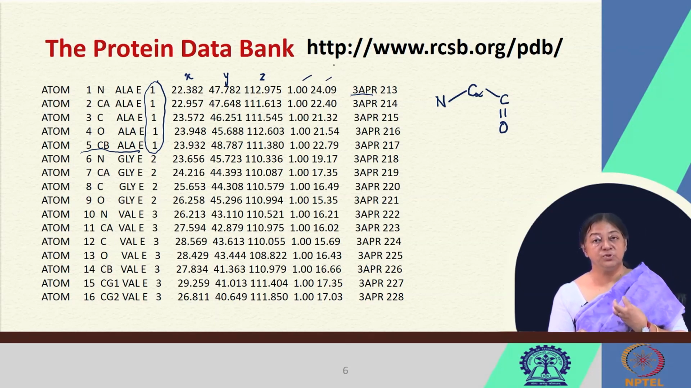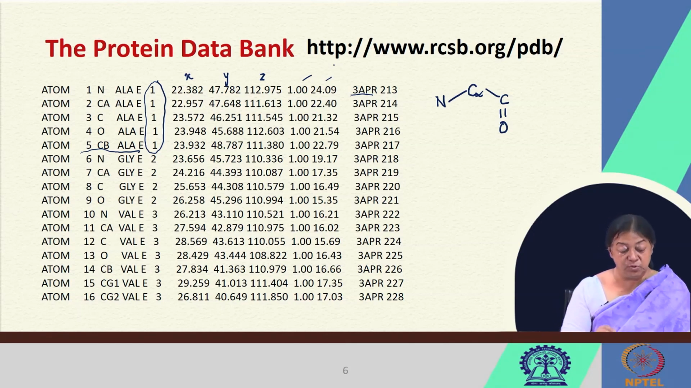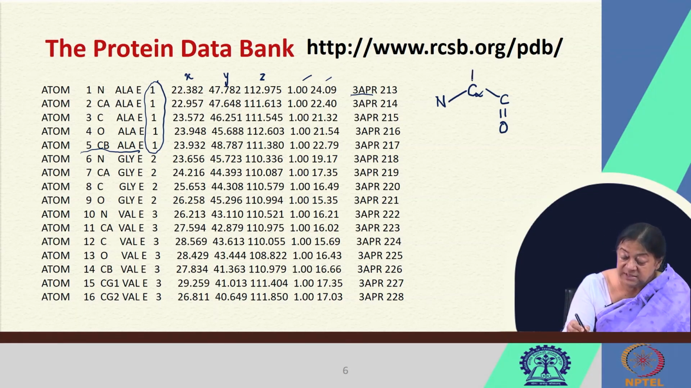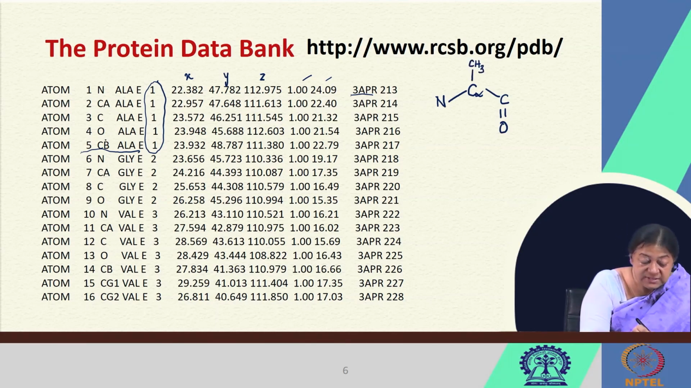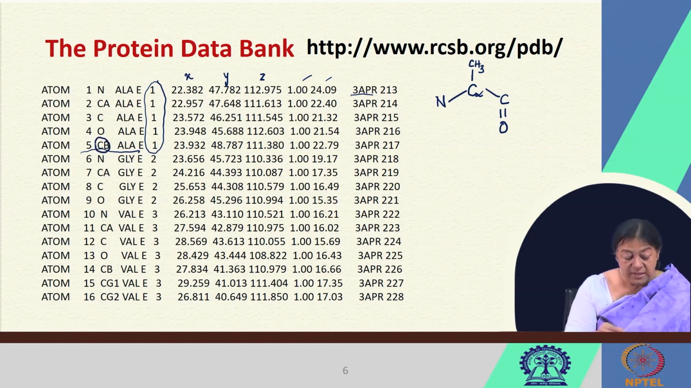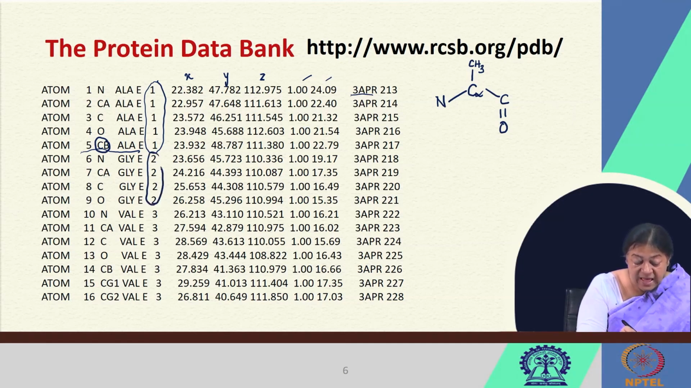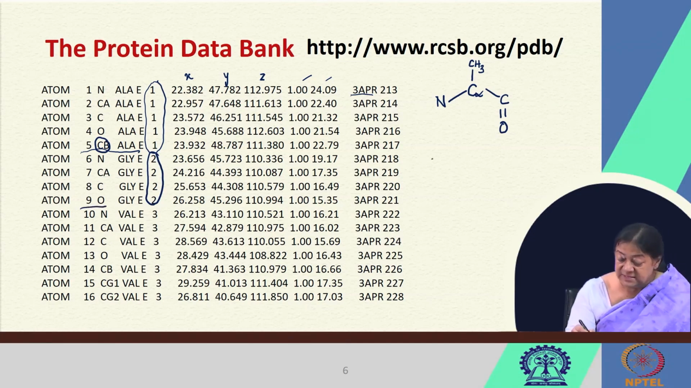When we are talking about a protein structure, what I want is the X, Y, Z coordinates of every atom of the protein. Now, we know that alanine has a CH3 as its side chain, so we have a C beta, that is CB. Then we have glycine, which is residue number 2, and there is no side chain for glycine. So all we have is the N, the C alpha, the C and the O, and this indicates that this is glycine.